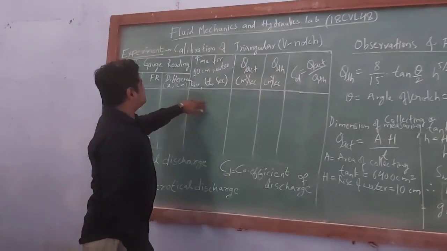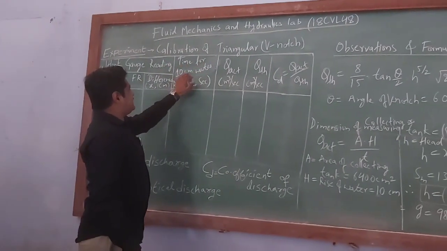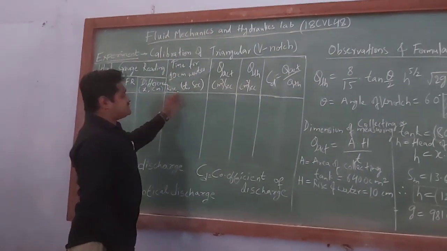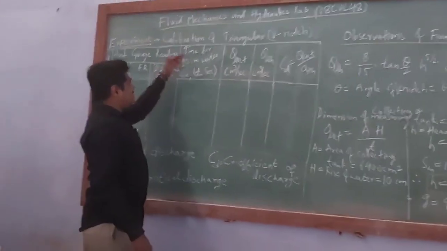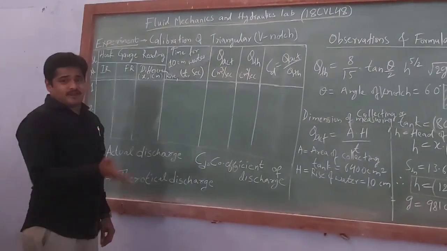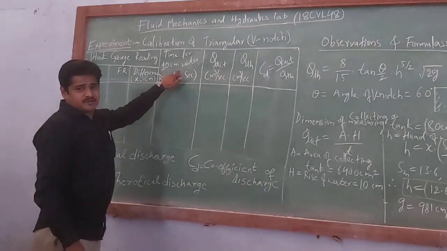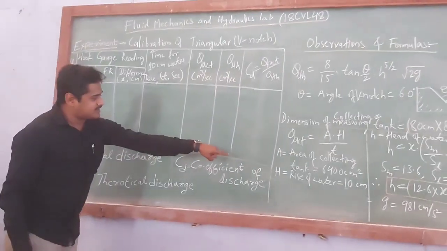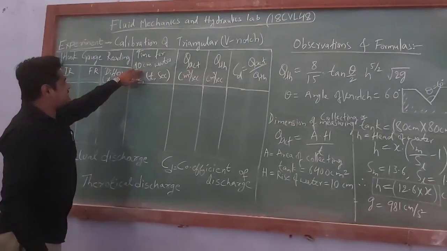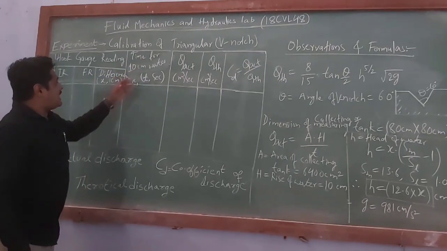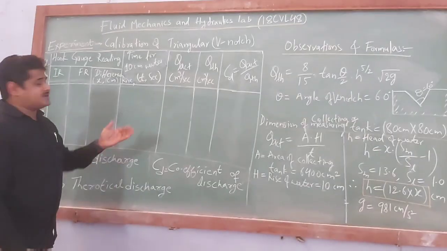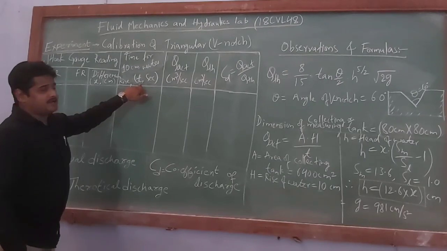Moving to the next, it is the time for 10 centimeter water rise, which is denoted in t seconds. You will be taking the time of rise, that is 10 centimeter. H will be the rise of water, that is constant. This is h, that is 10 centimeter, and the time taken for the water to rise 10 centimeter, you will be taking it in t seconds.